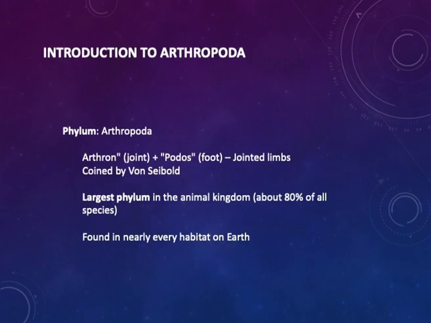Phylum Arthropoda. Arthropoda means, arthron means joint, podos means foot, which means they have jointed feet or jointed limbs. This is the largest phylum in the animal kingdom, in which about 80% of the species are included. They are found in nearly every habitat on the earth, which means they can be seen everywhere, like water, air, earth, everywhere. Now coming to the general characteristics of Arthropoda.